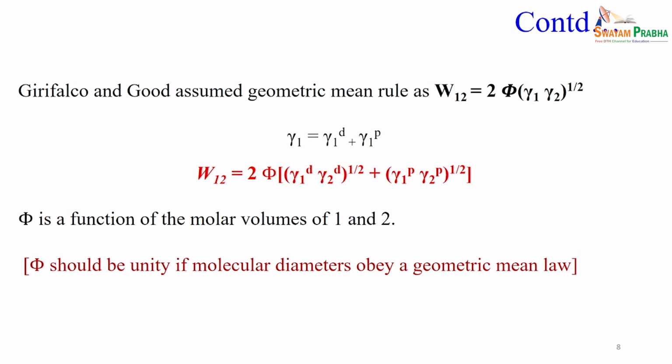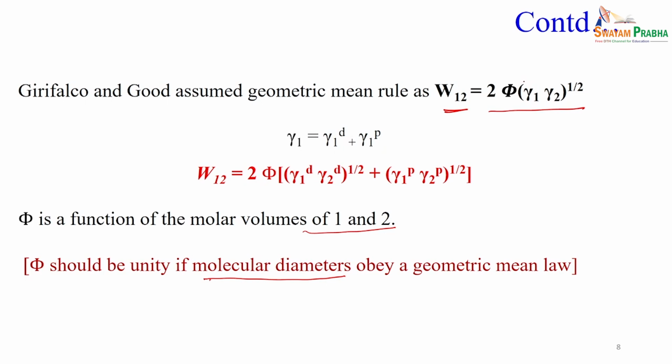So, Girifalco and Good assume the work of adhesion as a geometric mean of the two surface tensions. So, W12 is equal to twice phi times (gamma 1 gamma 2) to the power half. Here phi is a function of the molar volume of 1 and 2, and if the molecular diameters follow the geometric mean, then its value is 1.